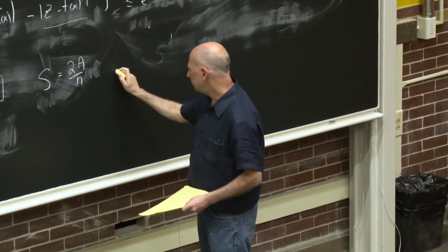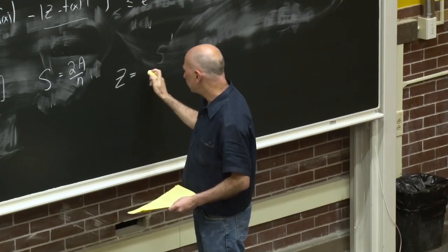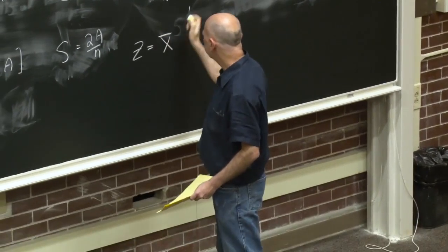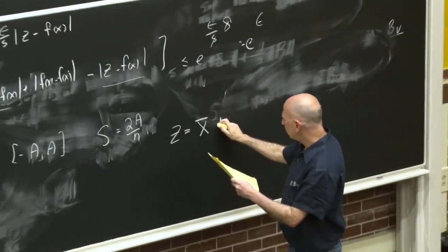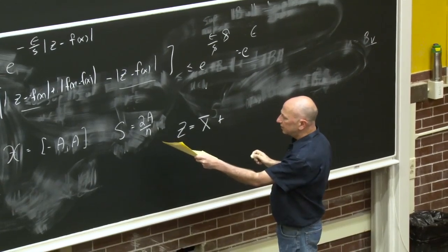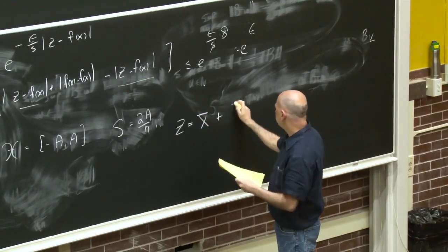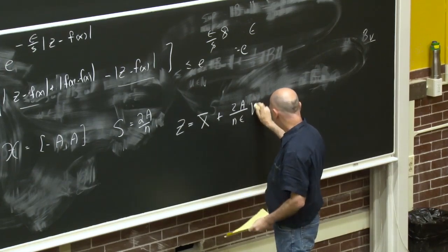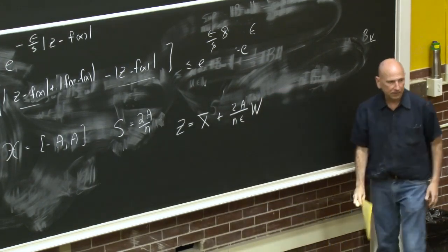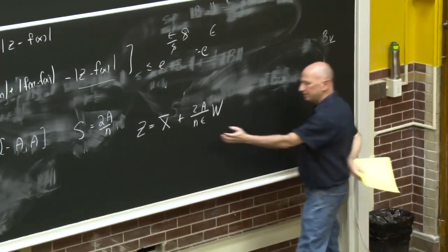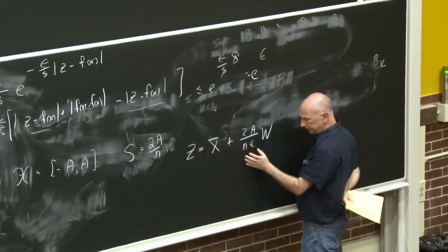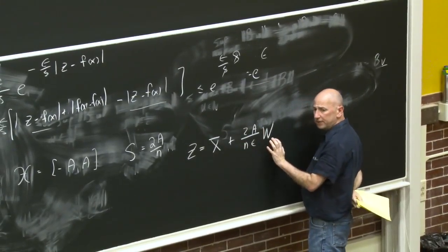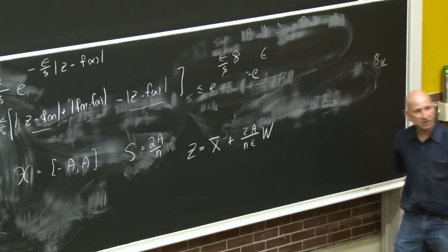So there we go. Here's how you do differential privacy for the mean. You take the mean and you add that divided by epsilon, so 2a over n epsilon times w. Very simple. All I do is take my mean, add a little bit of noise. I now guarantee that I satisfy differential privacy.